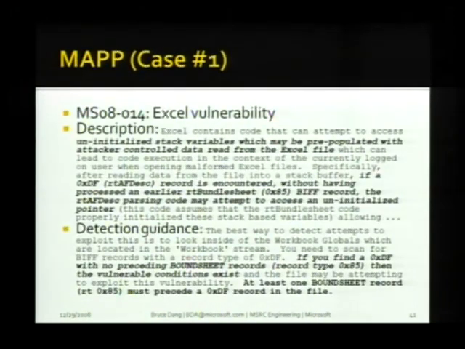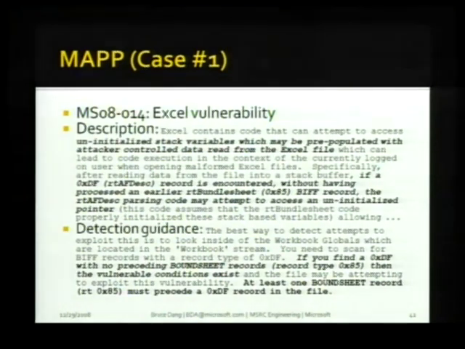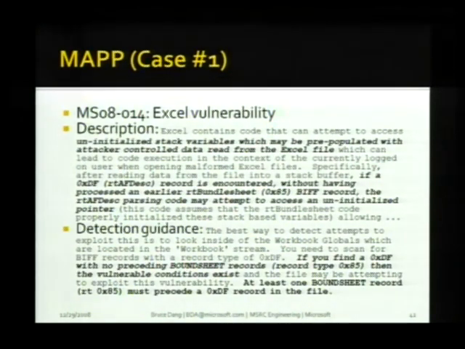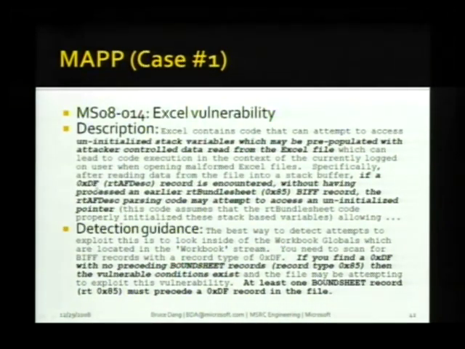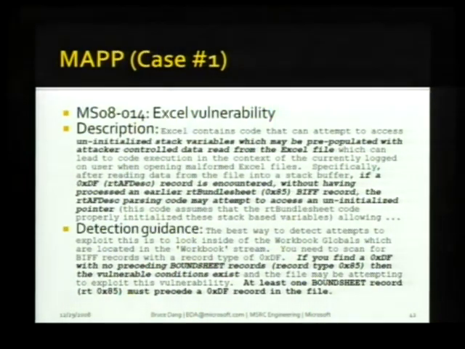So here's an example. This one is pretty old, so I can say it now. This is an Excel vulnerability, and this is what you'll get. This is a technical description. We tell you that this is an uninitialized memory vulnerability. We'll tell you the exact records that are being affected, and we'll give you the detection guidance. And with all this stuff, if you're not lazy, you can take this and translate it to your IDS or AV.